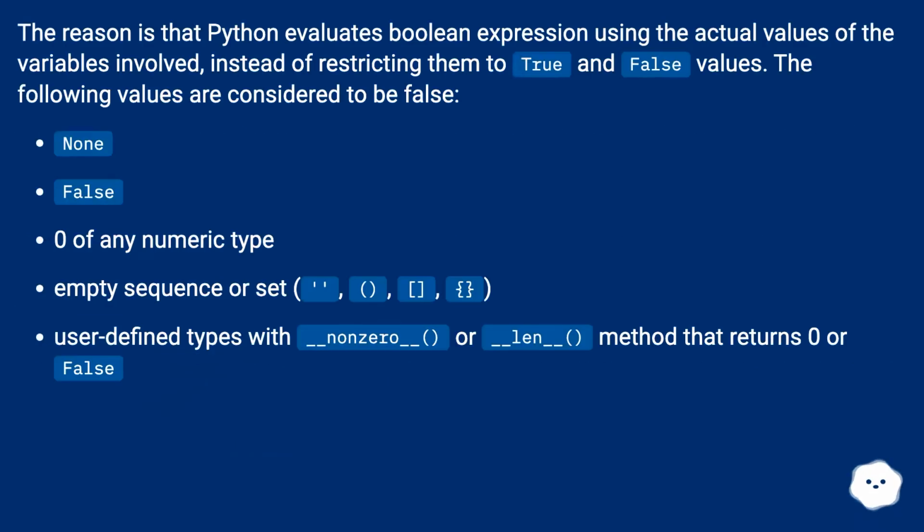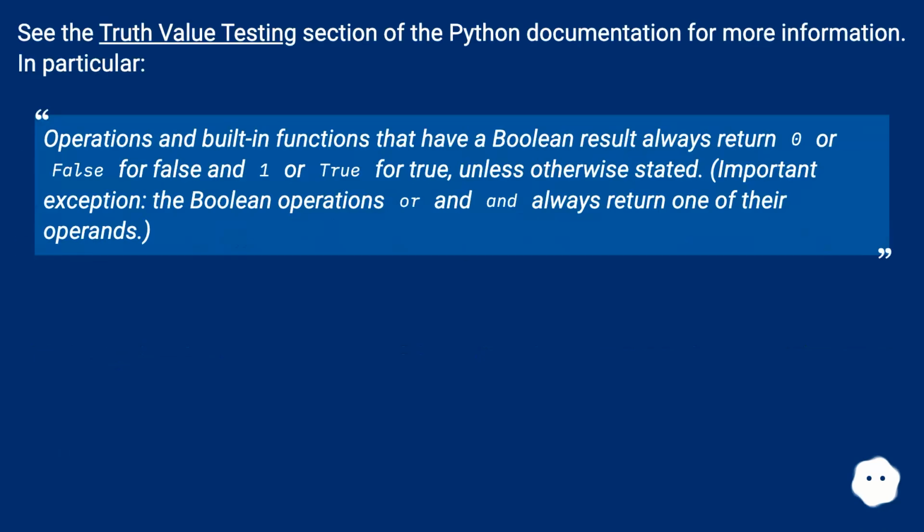The reason is that Python evaluates Boolean expressions using the actual values of the variables involved, instead of restricting them to true and false values. The following values are considered to be false: None, False, 0 of any numeric type, empty sequence or set, user-defined types with __nonzero__ or __len__ method that returns 0 or False. See the truth value testing section of the Python documentation for more information.